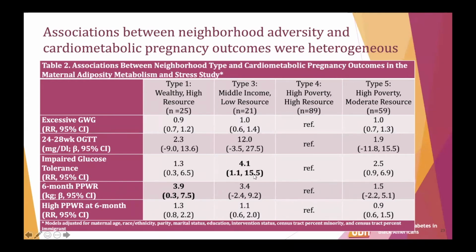But the significant associations that I did observe indicated that women in the middle income, low resource neighborhood type had increased risk of impaired glucose tolerance compared to women in the high poverty, high resource neighborhood type, and that women in the wealthy, high resource neighborhood type retained significantly more weight than their counterparts in the high poverty, high resource neighborhood type, retaining almost 4 kilograms more.